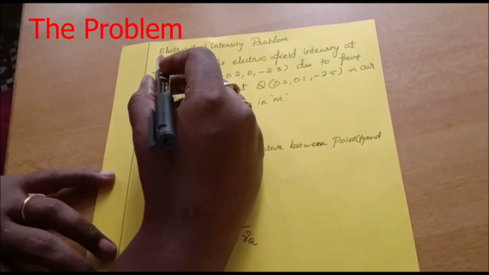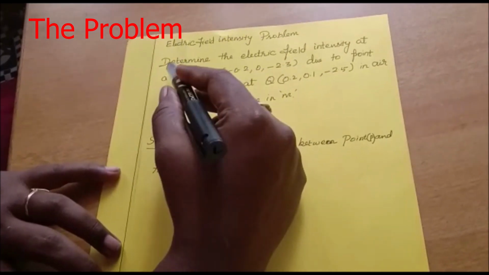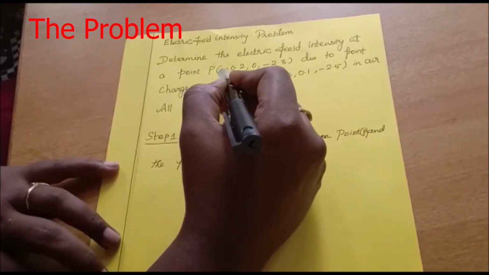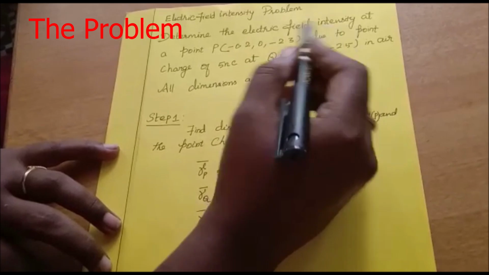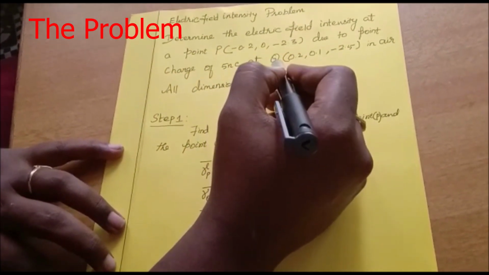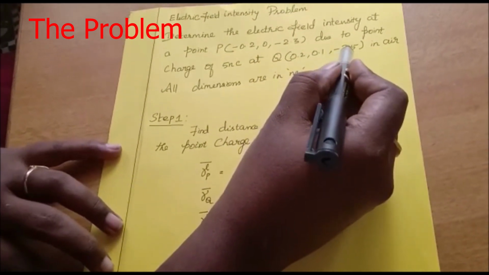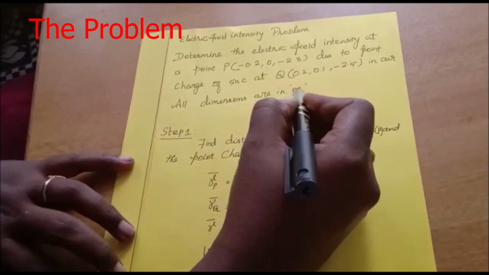Now we are going to see the problem in electric field intensity. Determine the electric field intensity at a point P of minus 0.2, 0, minus 2.3 due to the point charge of 5 nanocoulomb at Q of 0.2, 0.1, minus 2.5 in the air. All dimensions are in meter.